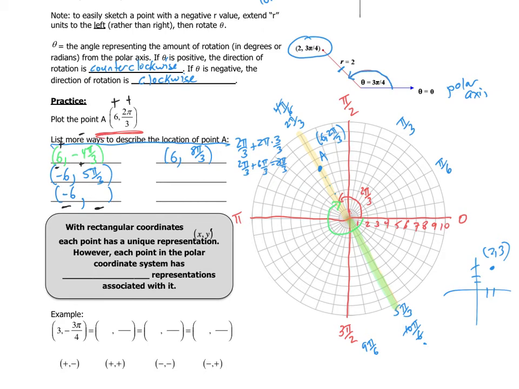To get negative 6 and a negative angle, we need to name the rotation to 5 pi over 3 with a negative angle, and that would be negative pi over 3. So negative 6, negative pi over 3. These are all perfectly valid names for the same point. We can name more. Let's think of the one we just did.